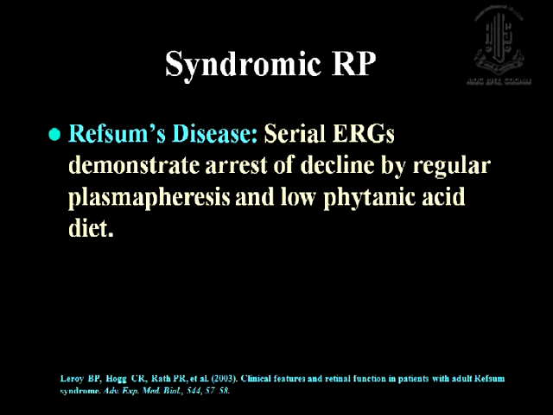And serial ERGs have also got a small role to play in certain types of syndromic RP like Refsum's disease, in which they may demonstrate the arrest of decline by regular plasmapheresis and low phytanic acid diet.